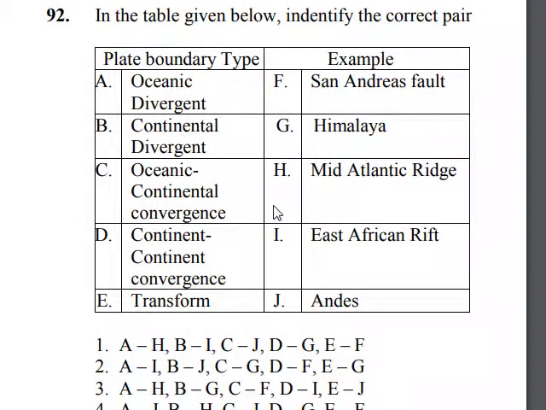92. In the table given below, identify the correct pair.